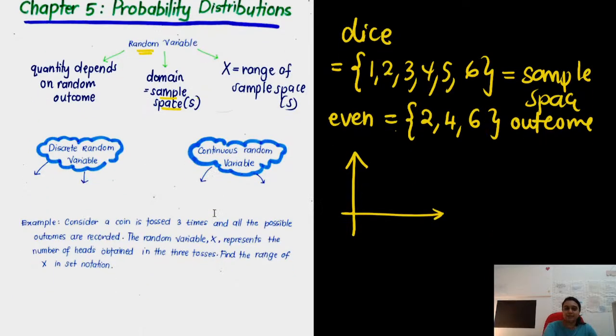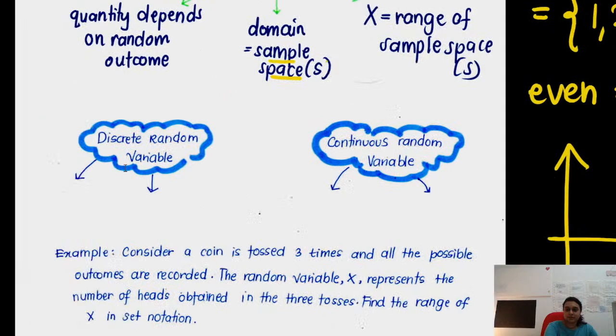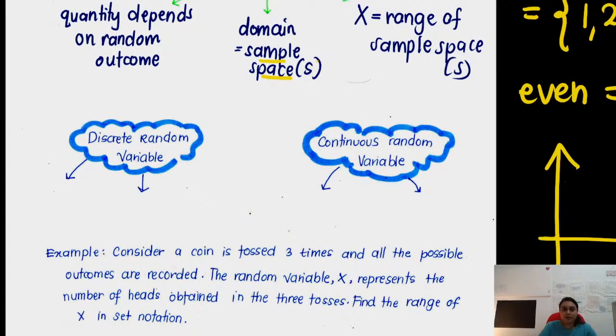Okay, next one. Let's look at discrete and continuous random variable. The word here, discrete, means you can actually count. That is the meaning of discrete. It's countable.